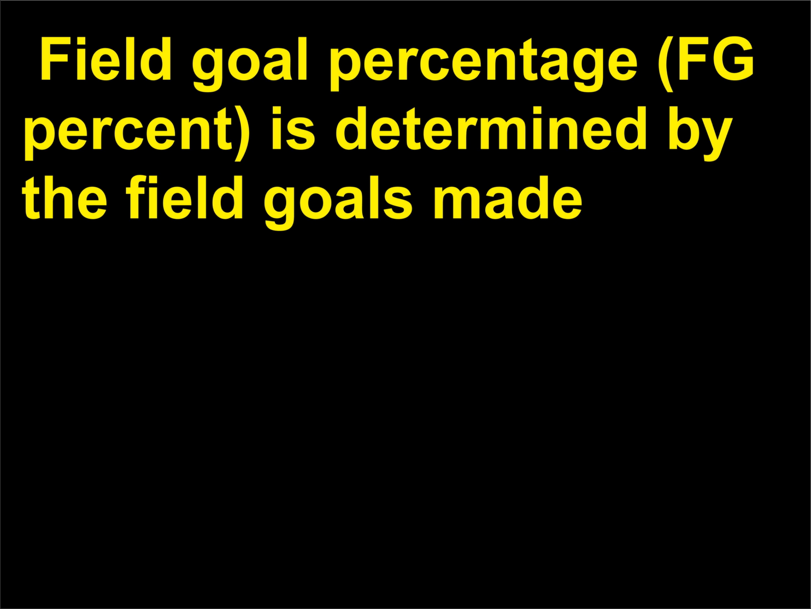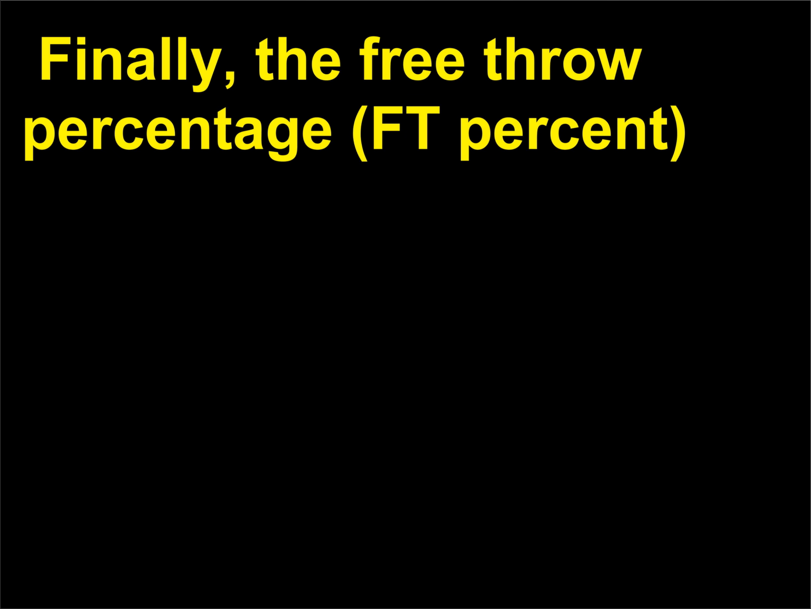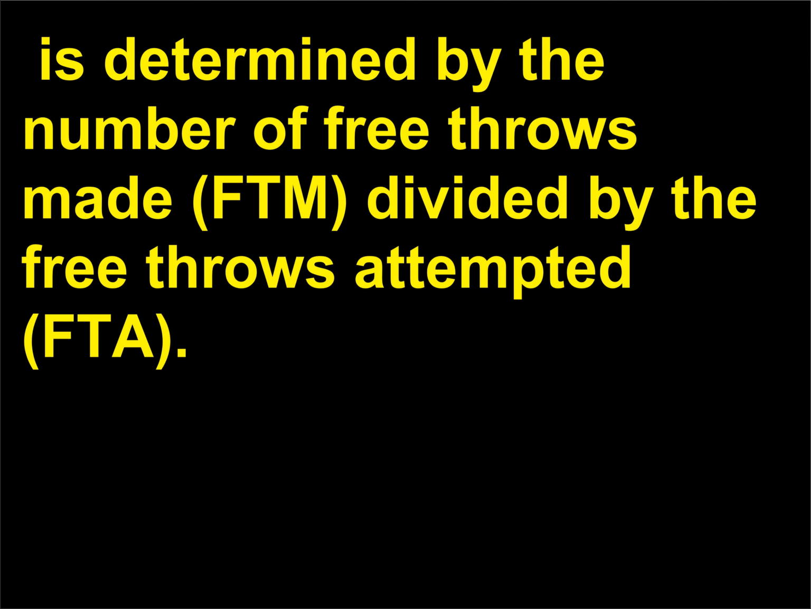Field goal percentage, FG%, is determined by the field goals made, FGM, divided by the field goals attempted, FGA. Finally, the free throw percentage, FT%, is determined by the number of free throws made, FTM, divided by the free throws attempted, FTA.